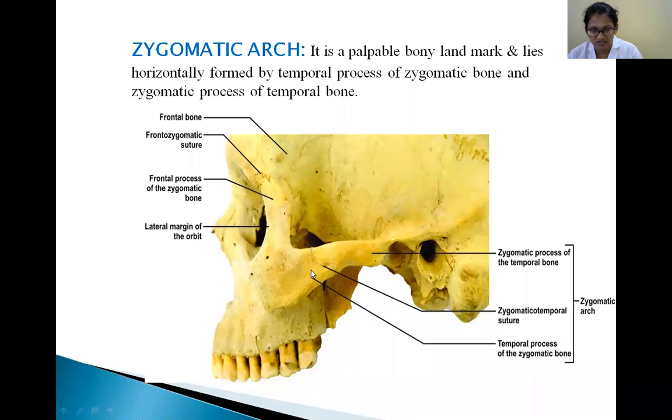Next, coming to this, the zygomatic arch. It is a palpable bony landmark which lies horizontally in between the temple region and cheek.